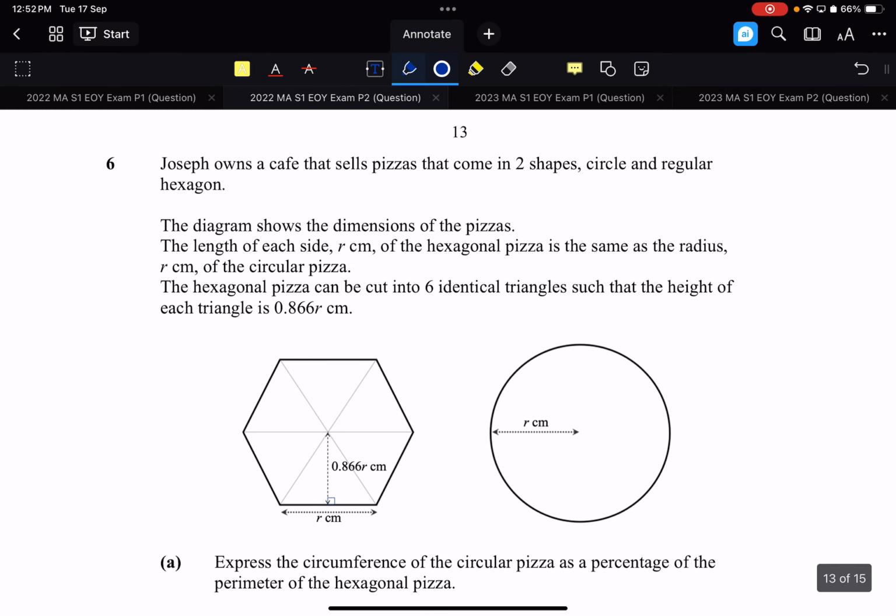Here, Joseph owns a cafe that sells pizza, right? So it comes in two shapes, circle and hexagon. The diagram shows the dimension of the pizza. And the hexagon can be cut into 6 identical triangles. It is shown as well, and the height of each one is 0.866 centimeter. So they want us to express the circumference of the pizza as the percentage of the perimeter of the hexagon pizza. We can do that, right?